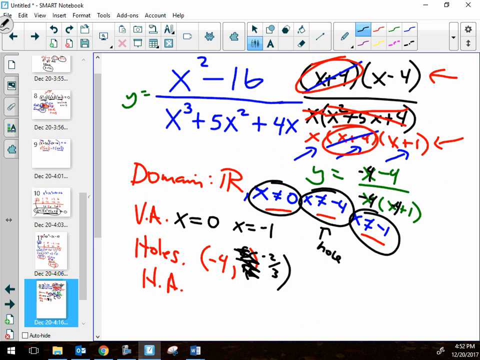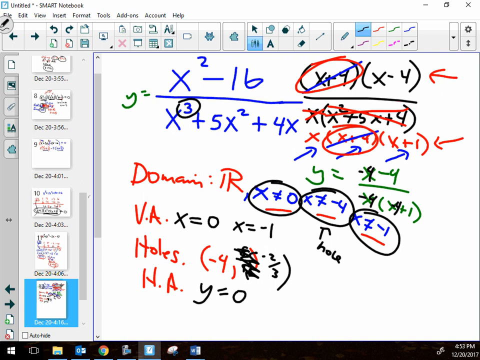Okay, now the horizontal asymptotes. That's the bigger on bottom, bigger on top, same on both kind of rules. This one's bigger on the bottom. And since it's bigger on the bottom, it's a y equals 0 unless there's something on the outside. And there isn't. So there we go.